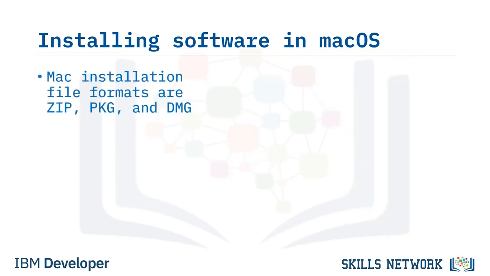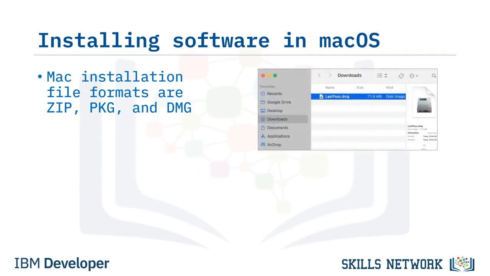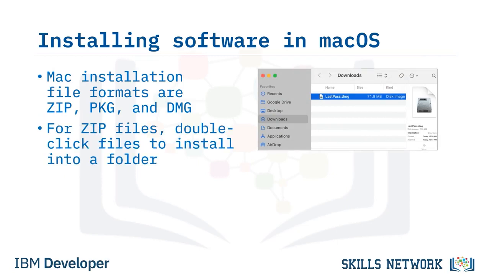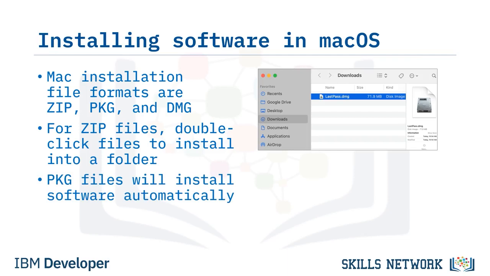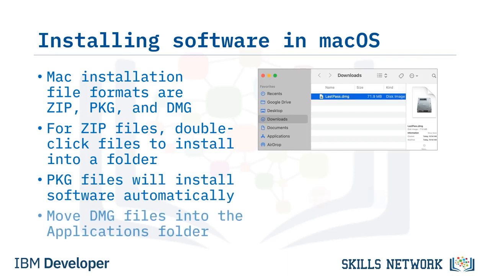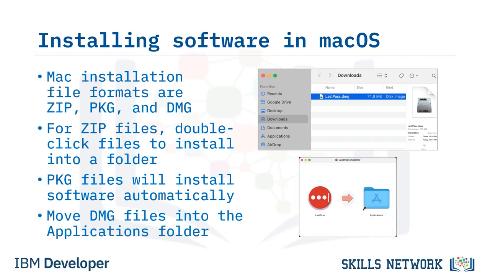Mac installation files have several different file formats, including zip, PKG, and DMG. For a zip file, double-click the file to install it into its own folder. Within that folder, you will find a PKG or DMG file. PKG files will install the software automatically, and DMG files may need to be moved into the Applications folder.